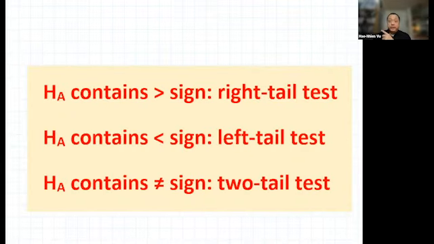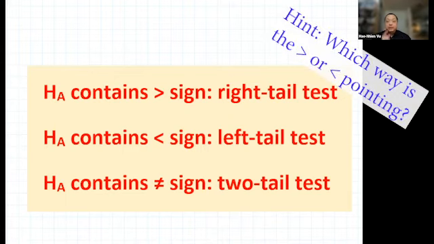So here's a summary. When HA contains a greater than sign, it's a right tail test. When HA contains a less than sign, it's a left tail test. And when HA contains the not equal sign, it's a two tail test. You can visually figure out how to remember that, right?